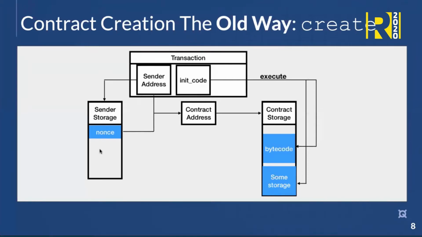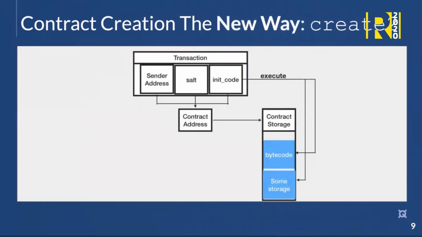So that's the old way. You can see it depends on this nonce, basically. In the new way, we get rid of the nonce, so it's not dependent on the blockchain state. It just takes the sender address, salt and init code all together to calculate the contract address, and the miner does the same thing: after execution, it deploys the real bytecode, and so on. The main takeaway here is that since it is not dependent on the blockchain state anymore, this contract address can be computed before the contract is even deployed.